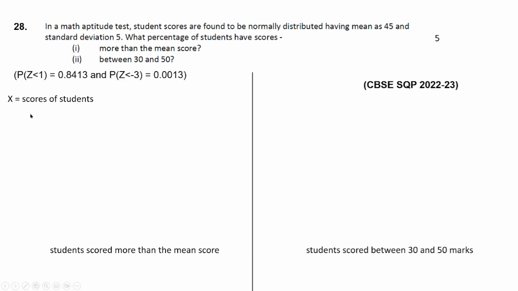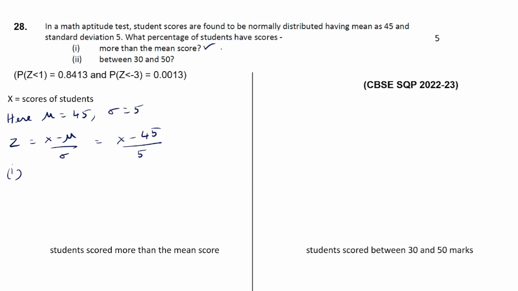Let x equal the scores of the students. So here mu is equal to 45 and sigma is equal to 5. So z is equal to x minus mu by sigma, which is x minus 45 by 5. Now we'll see the first subdivision: we have to find the percentage of students who have scores more than the mean score. That is when x is equal to mu, that is, when x is equal to 45, z is equal to 45 minus 45 by 5, which is equal to 0. So the probability of x greater than 45 equals the probability of z greater than 0.